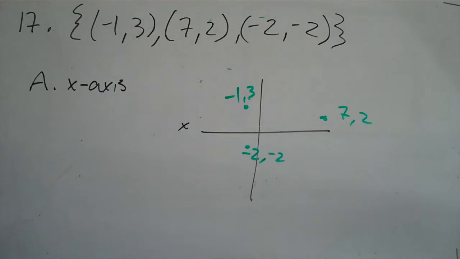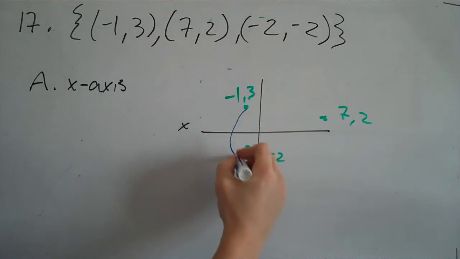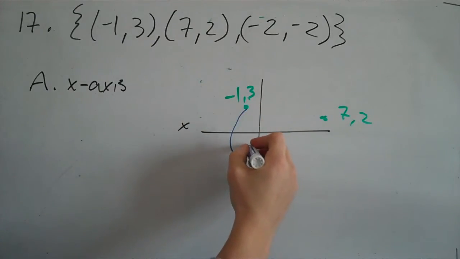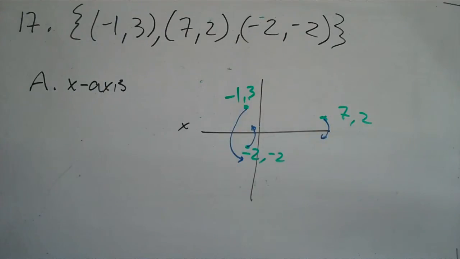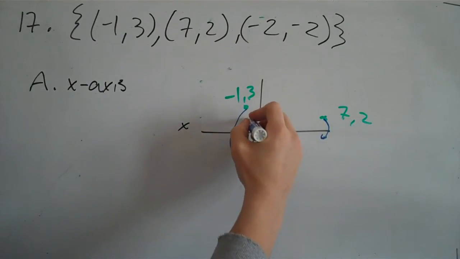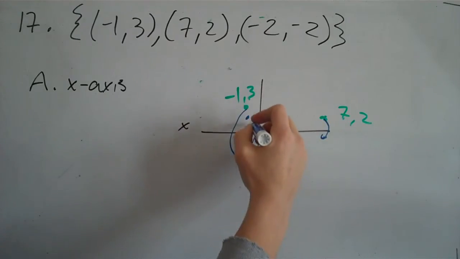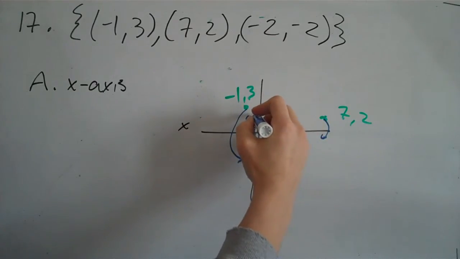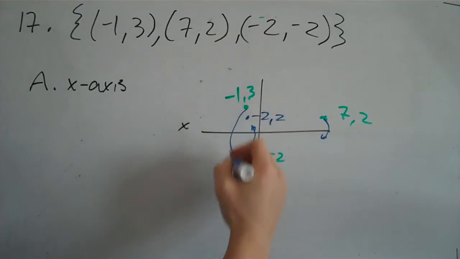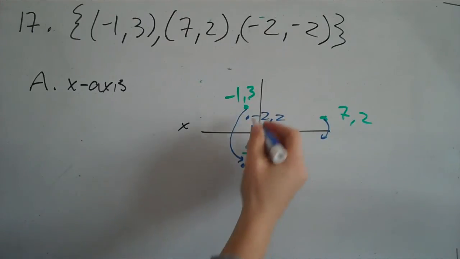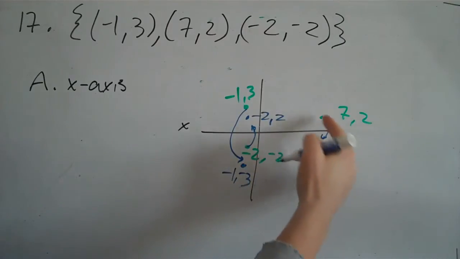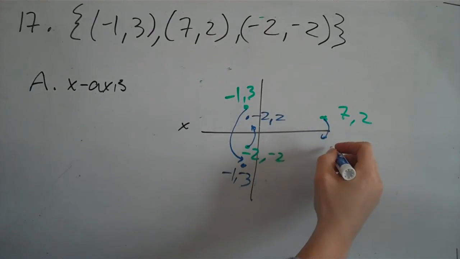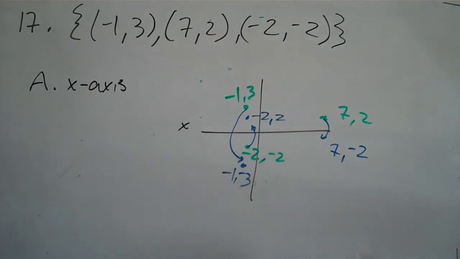So if I reflect them, I reflect this over the x-axis, I reflect this over the x-axis, and I reflect this over the x-axis. So we have new points now. So this new point becomes, if I read it, -2, 2, and this new point becomes, if I reflect it, my y value changes, so I have -1, -3, and I change this to say I have 7, -2.